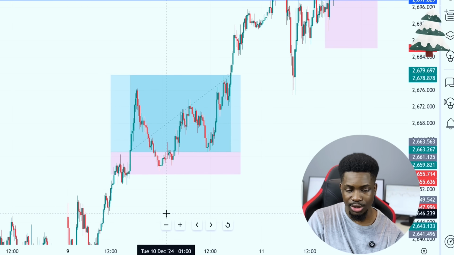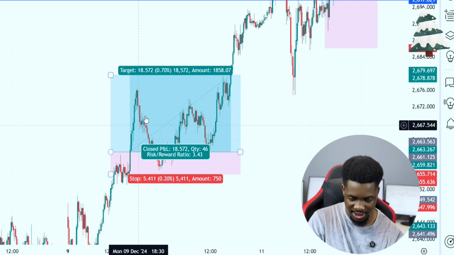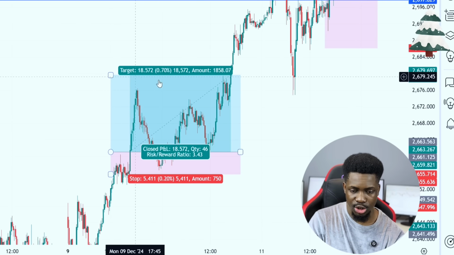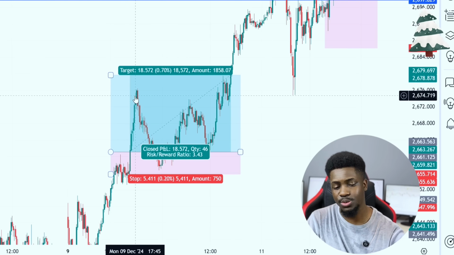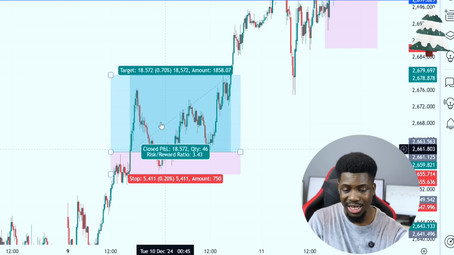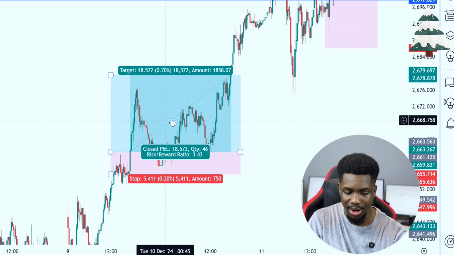Now, in storming into this particular trade smoothly, it went to hit the first and second take profits, right? It pushed up nicely. You can literally see that movement. That movement was very, very smooth. So it pushed up to hit the first and second take profits, after which it just kept playing around this region.